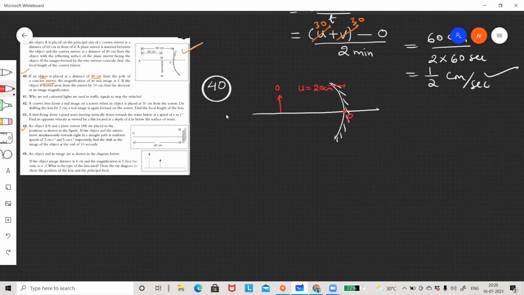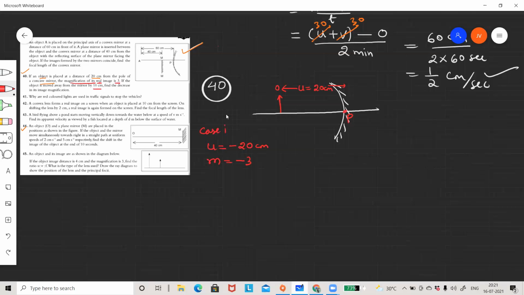Sign conventions we will put while solving. So object distance is 20 because it is on the left side, we will take minus 20 centimeter. The question goes on. Magnification of its real image is 3. Real images are inverted. So magnification is 3, but it is a real image, so you have to take a minus symbol. If it is virtual, we'll take plus symbol. That's it. If the object is moved away from the mirror by 10 centimeter, so this is case 1.